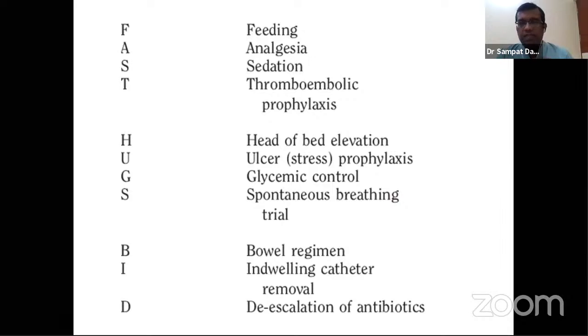Spontaneous breathing trial: whenever you think that the primary reason for which the patient was intubated has come down. So in this patient, let's say on day 7, we find that the X-ray has improved and the oxygenation has improved. So we started with a spontaneous breathing trial.